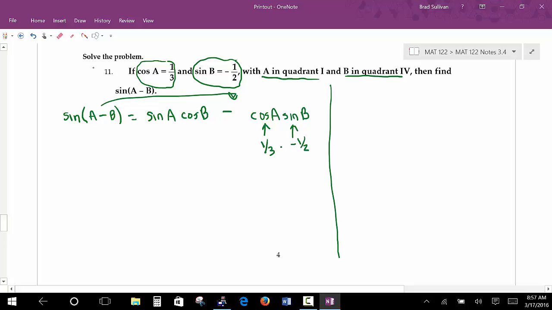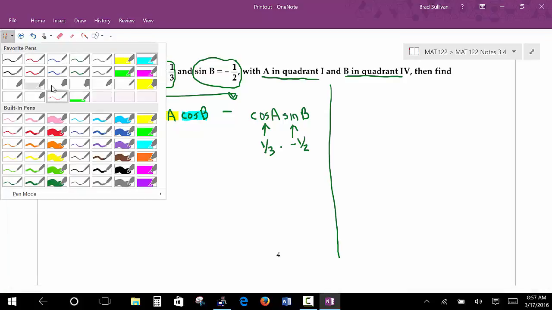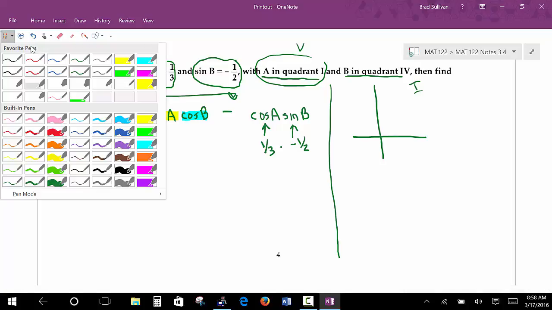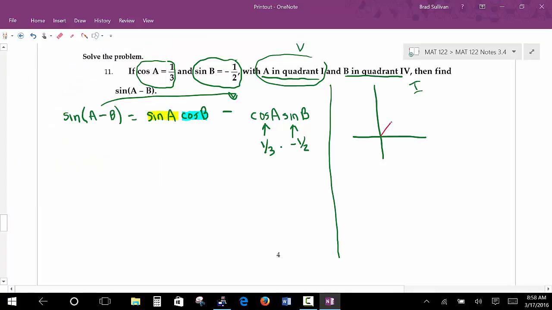Okay, so the whole point of this problem really boils down to you finding this and you finding this. If you can figure those two things out, you got it made, right? And I did give you enough information to figure that out. So what I'm going to have you do is, since A is in quadrant 1, we're going to draw a diagram, and we're just going to do a reference triangle. Okay, so we know we're in quadrant 1. So this is for angle A. We're going to draw a reference triangle and label that angle A.